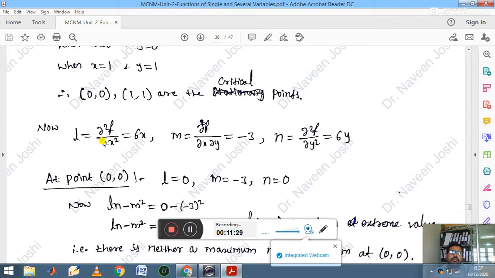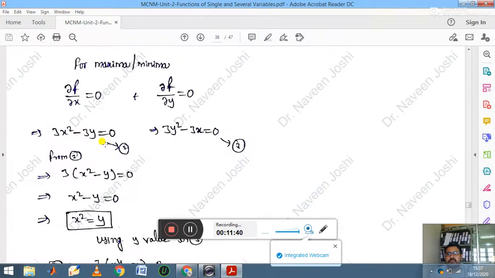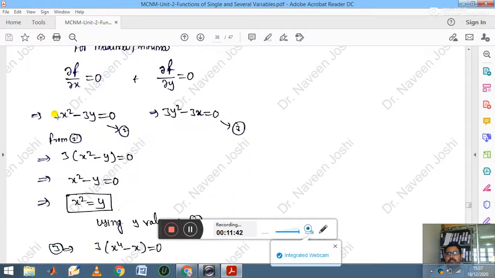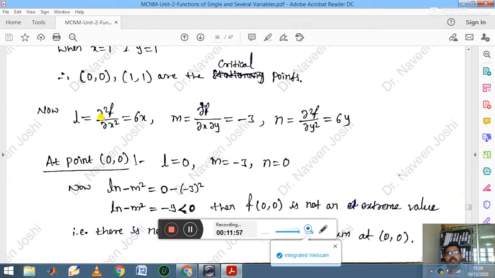In step 2 we are finding LMN. LMN means second derivative values. You already got dou f by dou x value. Go for dou square f by dou x square. So 3x square minus 3y, if you differentiate one time with respect to x, you get 6x. Similarly, equation 3, if you differentiate with respect to y, you get 6y. Therefore your L value is 6x, N value is 6y.